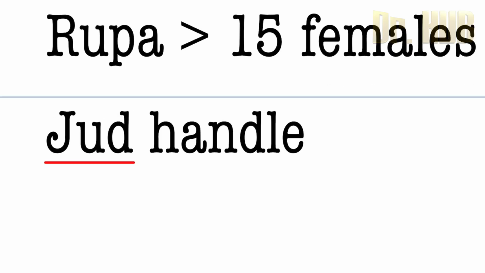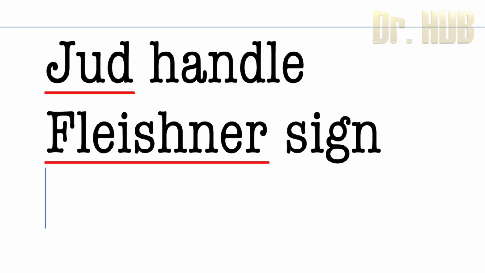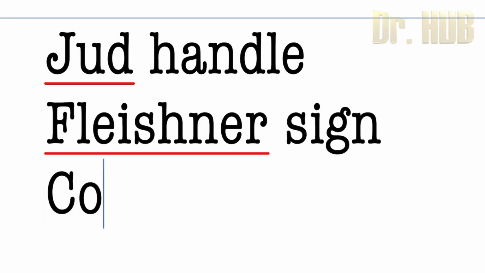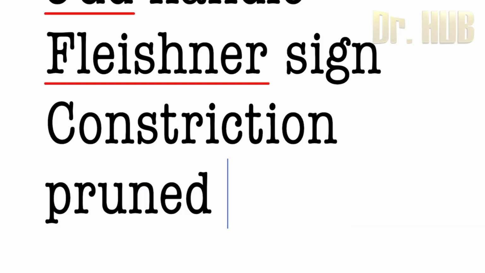The central pulmonary artery may be prominent, and this is known as the Fleischner sign. The peripheral vessels go into constriction and lead to reduced peripheral vascularity, and this is known as a pruned tree appearance.